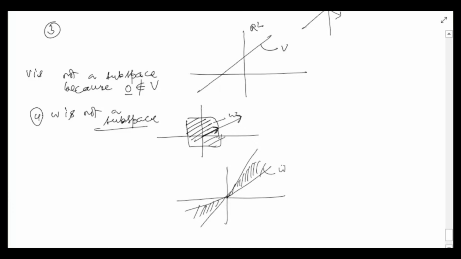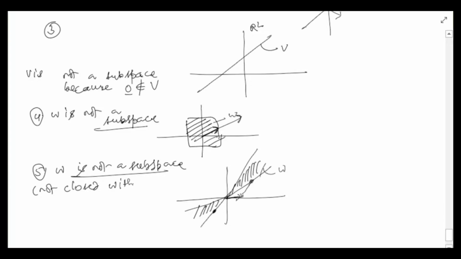Let me call this W. Then this W is also not a subspace. What is the reason? If I take two vectors, say this and this, and I add these, then their summation, which will be this vector, is not in W, right? So it's not closed with respect to vector addition.